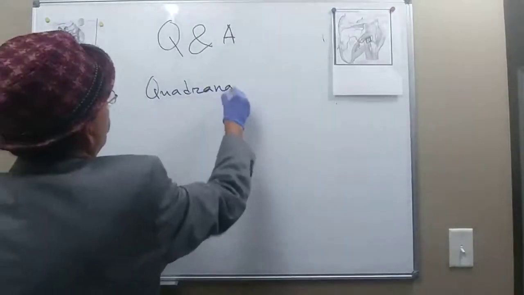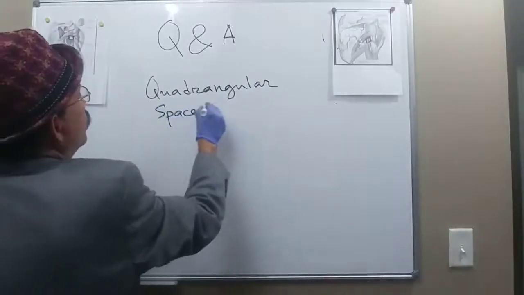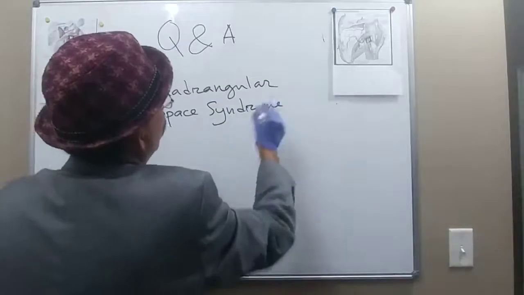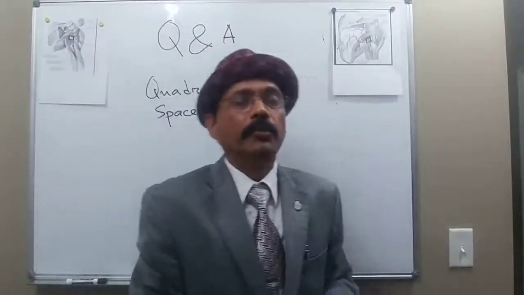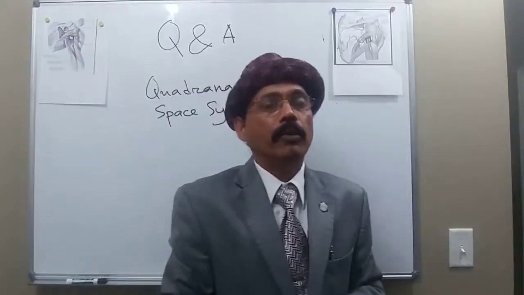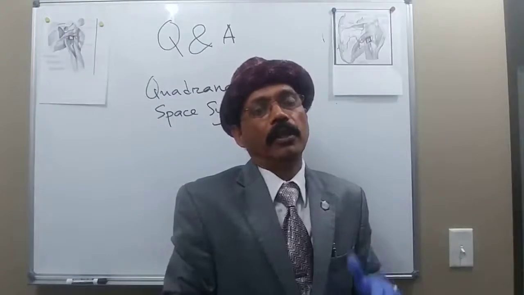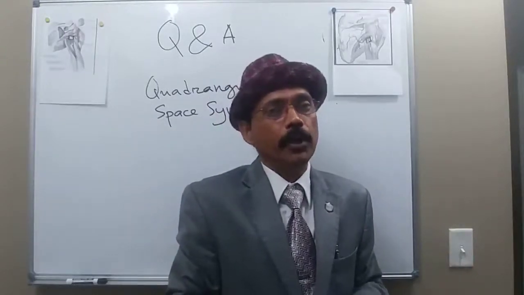Quadrangular space syndrome. Okay, in that condition, muscles are hypertrophied. It may compress the axillary nerve, so the teres minor muscle may not get the proper innervation, or the nerve supply to the deltoid is also in jeopardy.